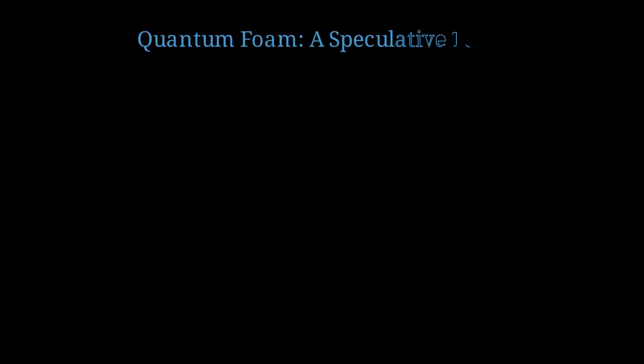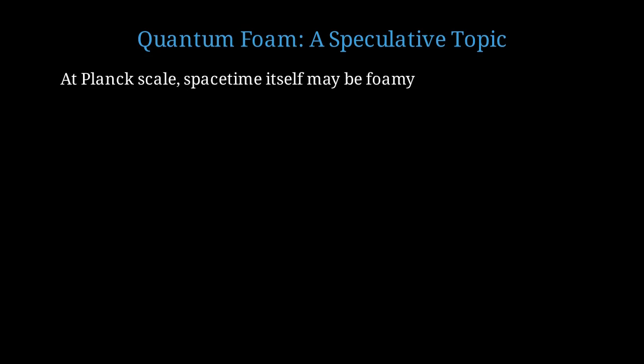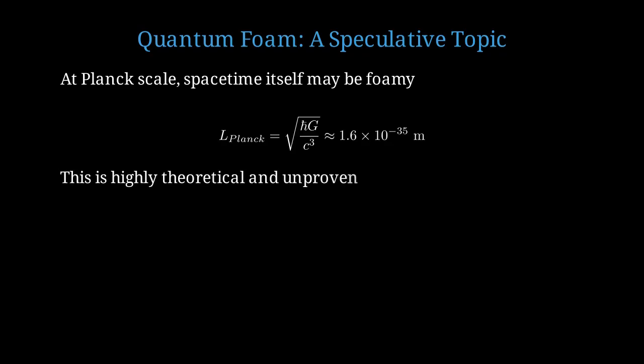Let me briefly mention a highly speculative but fascinating concept: quantum foam. At the Planck scale, about 10 to the minus 35 meters, some theories suggest that spacetime itself may have a foamy structure due to quantum fluctuations. The Planck length equals the square root of h bar G divided by c cubed, approximately 1.6 times 10 to the minus 35 meters. This is highly theoretical and remains unproven, but it's a remarkable example of how foam-like structures might appear at vastly different scales, from soap bubbles to the fabric of spacetime itself.